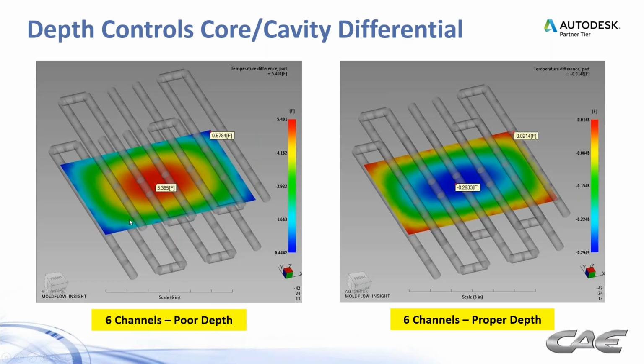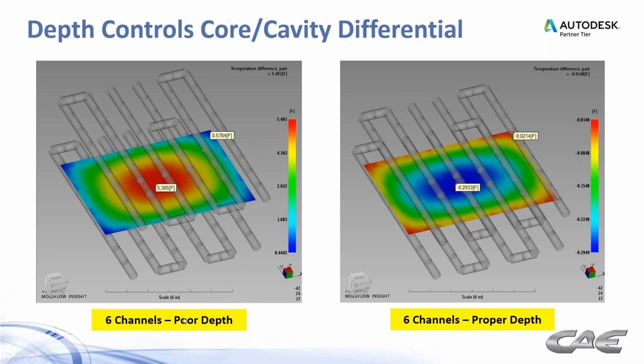And in some cases, the design of the part itself is going to dictate how far away you can really get from those part surfaces. So you may have to be a little bit farther away on the cavity side than you are on the core side, for example. And in that case, you see a temperature differential build up between the two halves of the tool. And again, that can lead to warpage.